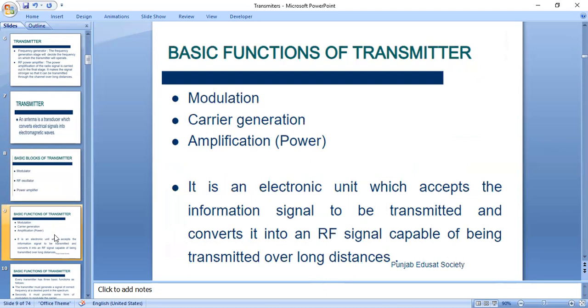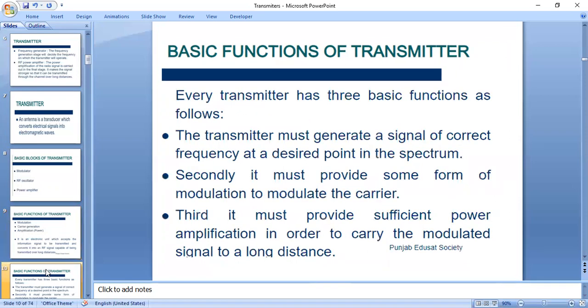So what are the basic functions of a transmitter? We already discussed this. A transmitter is nothing but electronic circuitry. It transmits the information signal over longer distances. If you want to transmit the signal over longer distances, you need to do modulation. Here the modulation converts the low frequency signal into an RF signal, a high frequency signal, which is capable of being transmitted over long distances. So these are the basic functions of our transmitter.